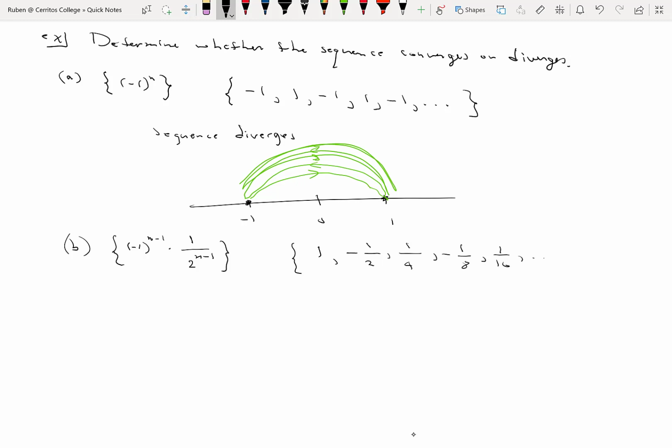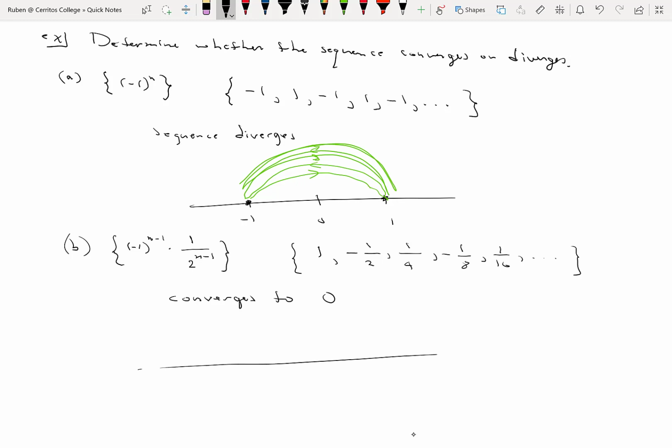The terms are getting small. That is, they're approaching 0, but they're alternating between positive and negative. So this sequence also converges. In fact, it converges to 0.